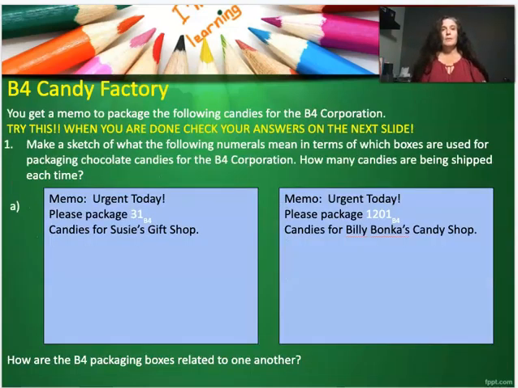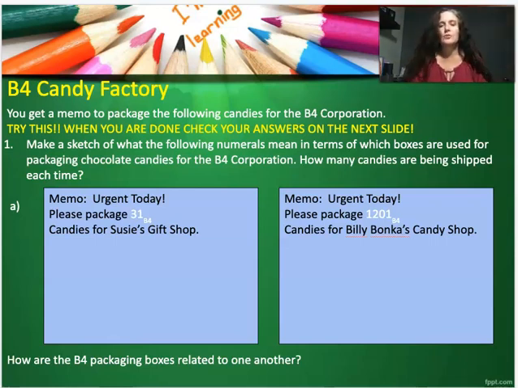Let's work some more. You get a memo to package the following candies for the B4 Corporation. So you're going to try this. So here's the memo. This is really good practice for your B2 discussion board this week. It says, urgent today, please package 31B4 candies for Susie's gift shop. So it says, make a sketch of what the numerals mean in terms of which boxes are used for packaging chocolate candies for the B4 Corporation, and then how many candies are being shipped each time.